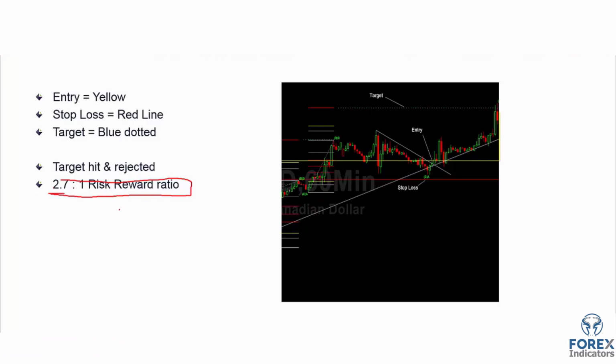And even if you had 50%, even if you only won half the time with a risk reward of higher than 1 to 1, you're always going to be with an upward equity curve. So in other words, even if you win half the time, if you're making 2.7 times more than what you risk when you win, then obviously you're going to make money.